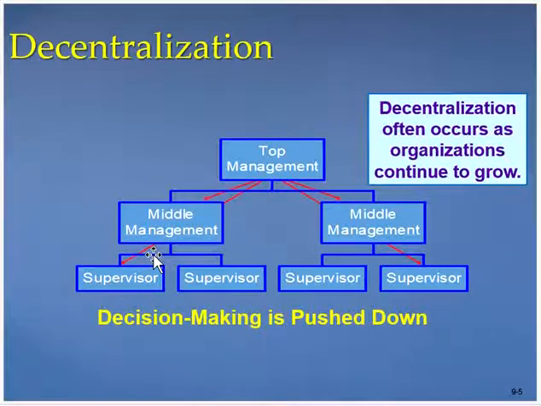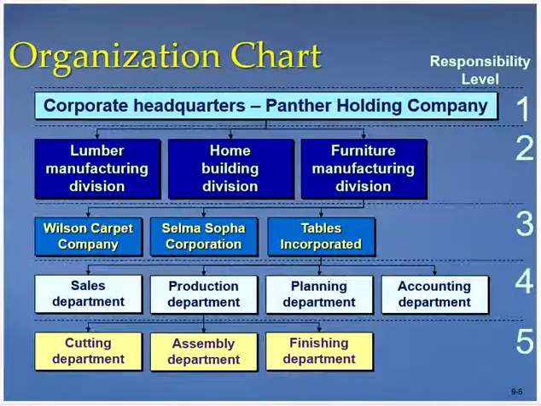This is an example of a Panther holding company given in our book as well, right? They have different lines of responsibilities. You will see here in more detail one example in our book, right? This is exhibit 9.1. It is an organizational chart given there.